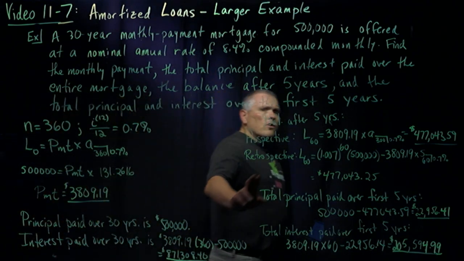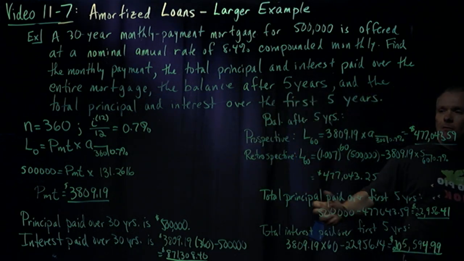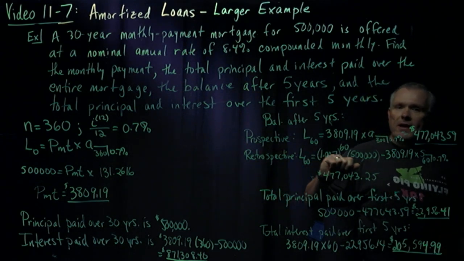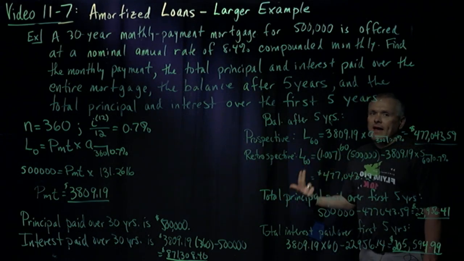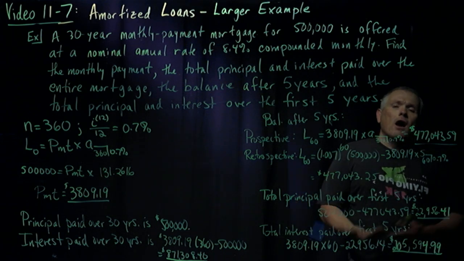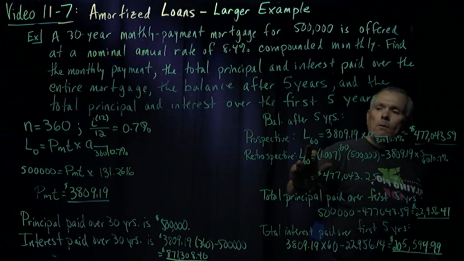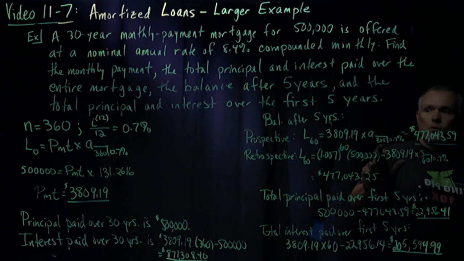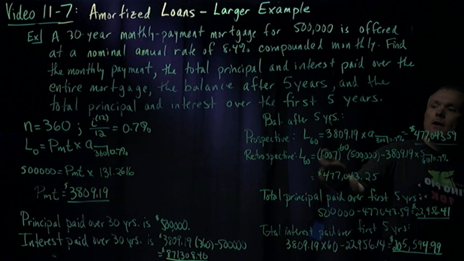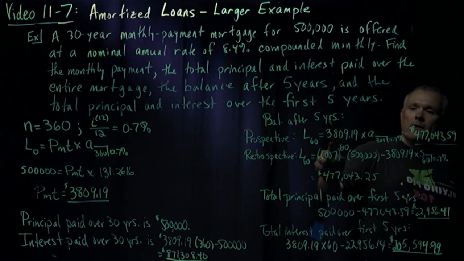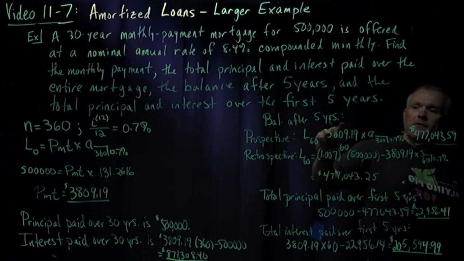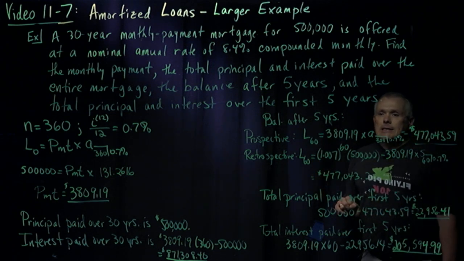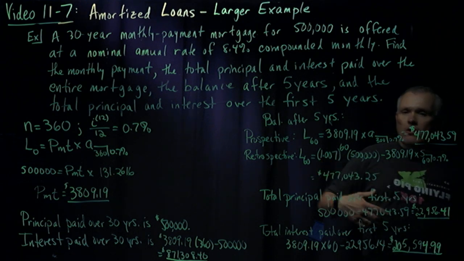Okay. Shifting over to the balance after 5 years. We can do this from the prospective or the retrospective method. Prospective, remember again, that's looking forward. That's the present value at the time we're interested in of the remaining payments. We're interested at time 60. After 60 months there are 300 payments still remaining. So when we look at the prospective method, we do the present value of this annuity, the present value of the remaining payments, and get $477,043.59.